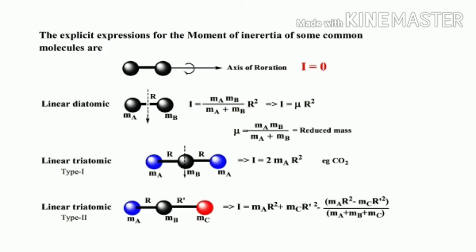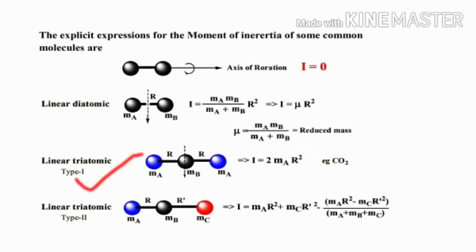The explicit expressions for the moment of inertia of some common molecules are shown in this figure. In case of a linear diatomic molecule, if the axis of rotation passes through the internuclear distance, then the moment of inertia is equal to 0. But if the axis of rotation passes through the center of mass of the molecule, then the moment of inertia is given by I is equal to mu r square, where mu is given by m_a into m_b divided by m_a plus m_b, and it is called the reduced mass of the molecule.